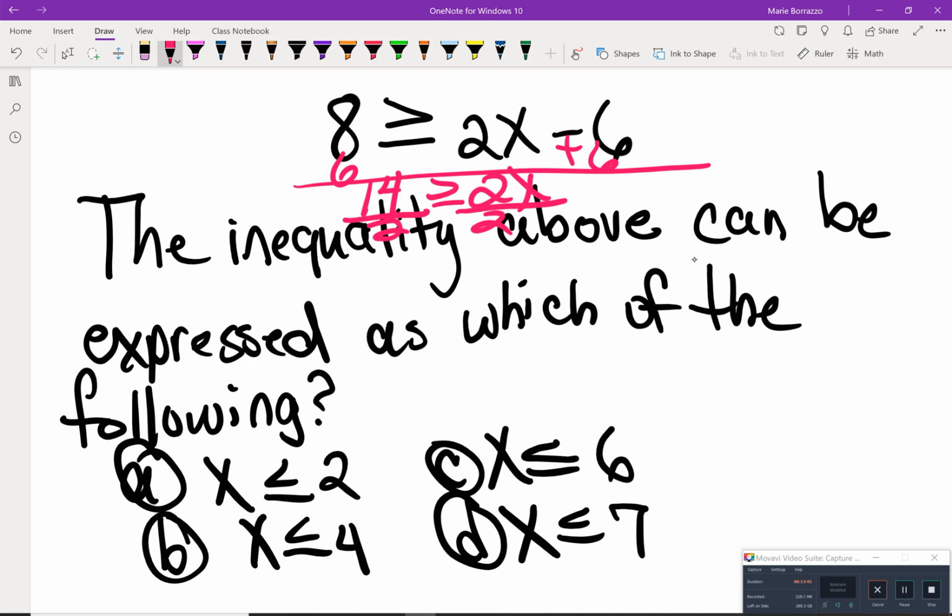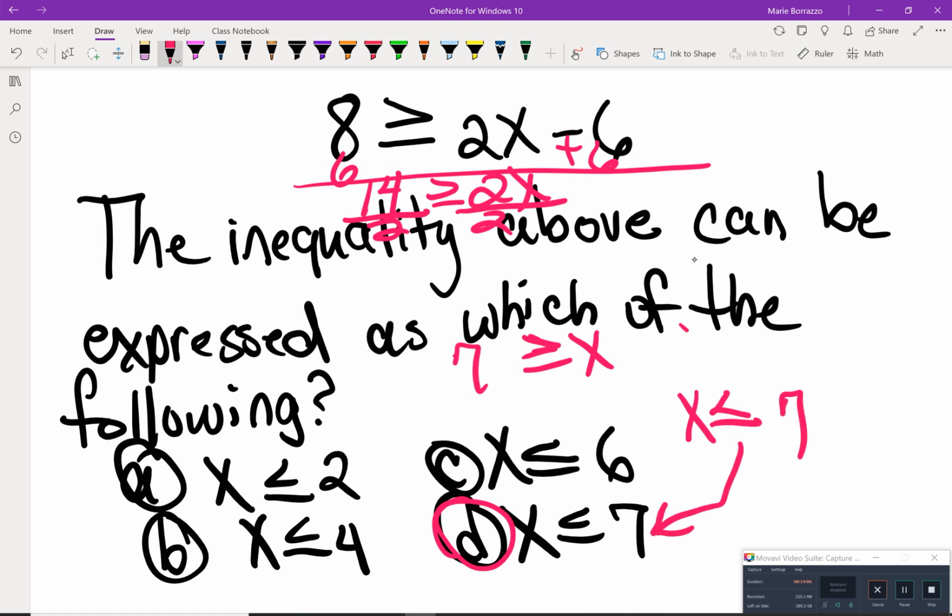Our answer choice should be, in this case, D. Because you end up with x is less than or equal to 7, which is, if you reverse this, notice that I'm going to keep the x on the left now, and the smaller part of the inequality is facing the x. And notice that that matches perfectly. All right, that's a very easy question.